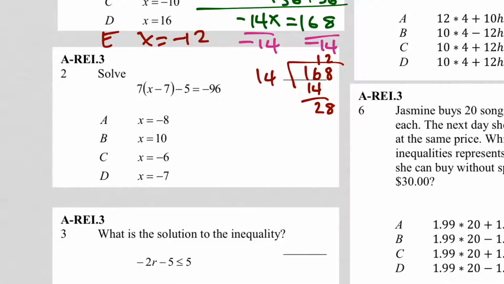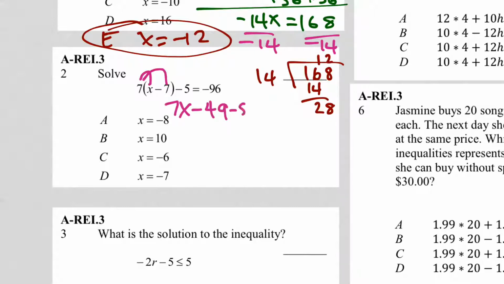Number 2. I want to solve for x, so this time I'm going to use distributive property to distribute by 7, getting 7x minus 49 minus 5 equals negative 96. You do not distribute the 7 to the negative 5 because the negative 5 is not in parentheses. This time I have like terms that don't have a variable x that are on the same side of the equal sign. So you combine those, getting negative 54.